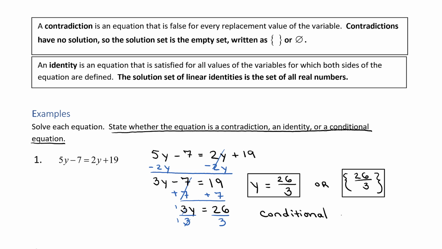It had one solution. If you were to try to substitute any other value, it would come out false. But this is the one solution, this 26 thirds, which will make the statement true if you were to substitute it back into the equation, which you can do to check your solution. I have gone ahead and written down the words conditional equation, and I boxed those words in. Let's go on to our second example here.